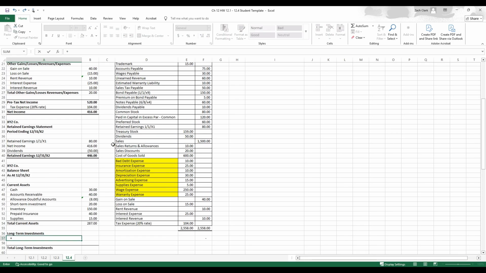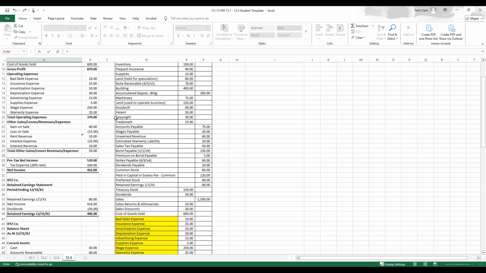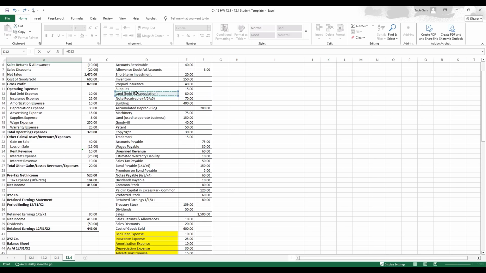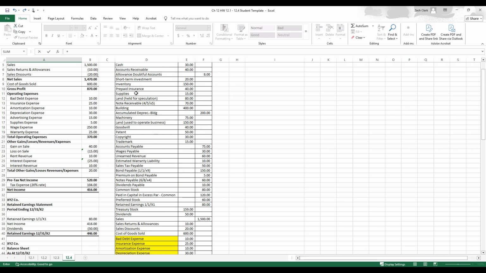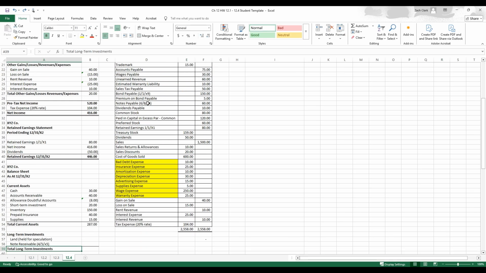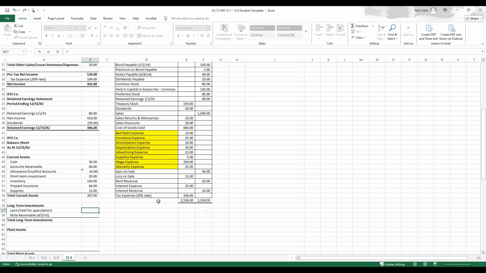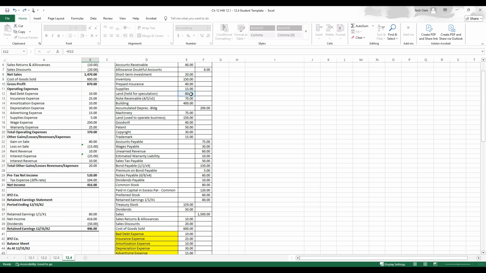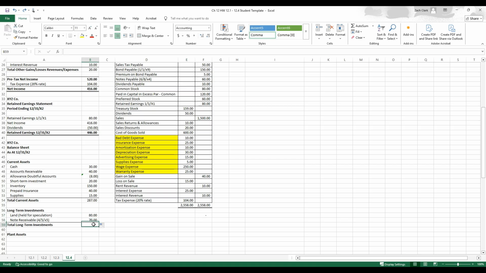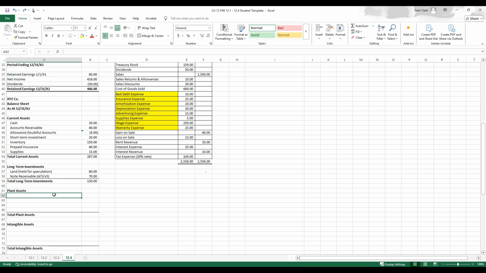Now let's go to our long-term investments. And we have land held for speculation, remember, as opposed to land used for operations. And we have a note receivable, both going to be held long-term, in the hopes that they are both going to appreciate in value, and we can sell them in the future for a gain, what's called a capital gain. You'll learn about that in tax class if you continue going.